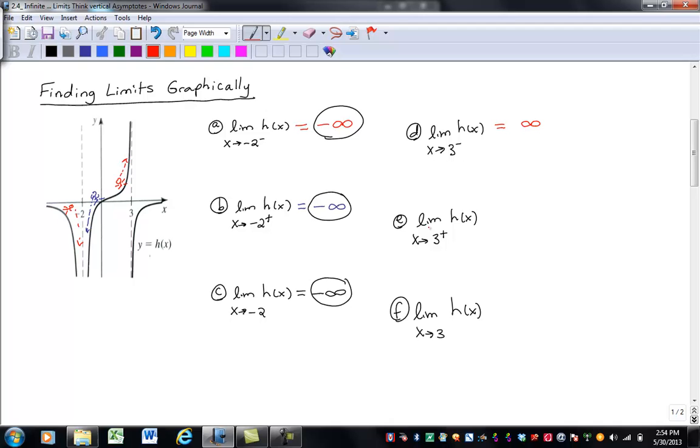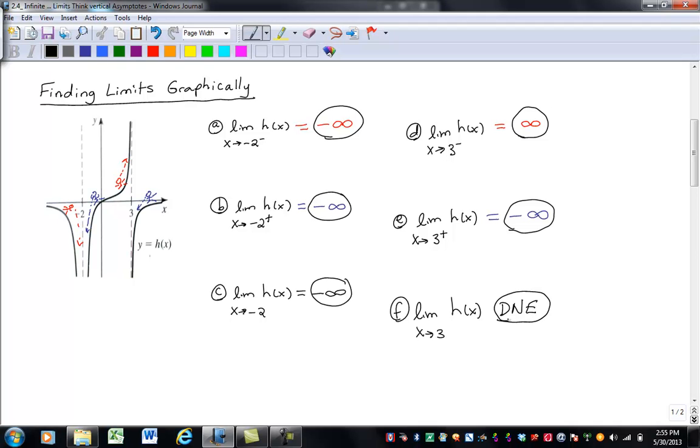Part E, the limit of h of x as x approaches 3 from the right, the positive superscript. To figure this out, I need to draw a stick figure to the right of 3, standing on the graph. The stick figure looks over at x equals 3 and tries to figure out what the y value is doing. If you look at the y value, it's going straight down, which means that the limit on the right-hand side is negative infinity. So I got a positive infinity for my left-hand side limit and a negative infinity for my right-hand side limit. Since those aren't the same, I can't have an overall limit.